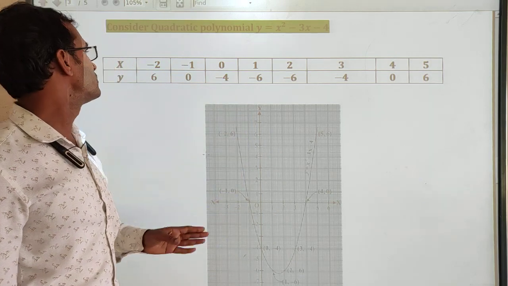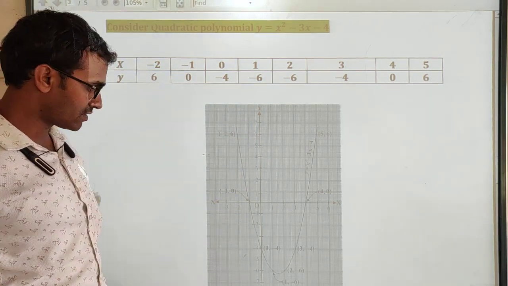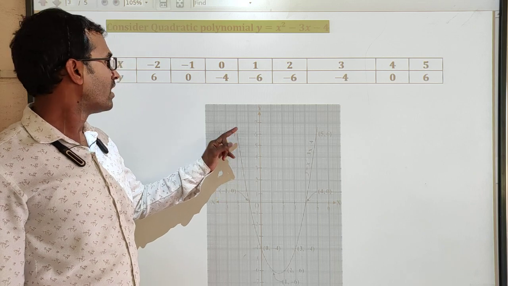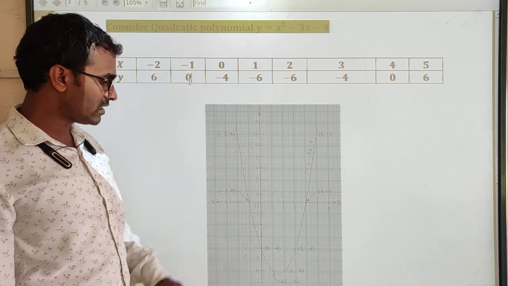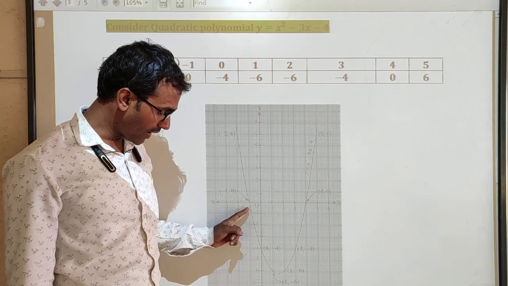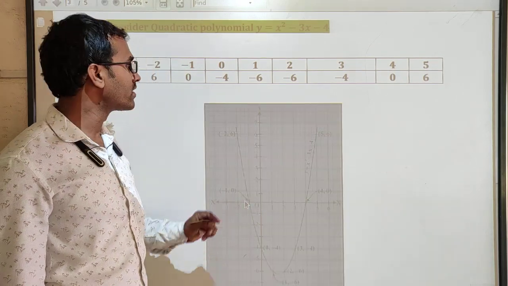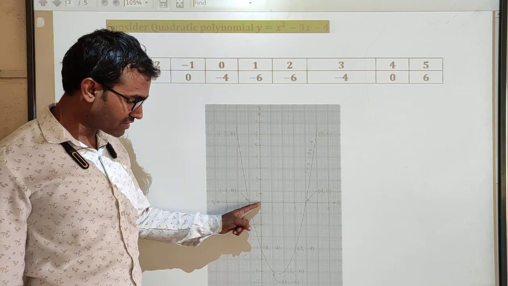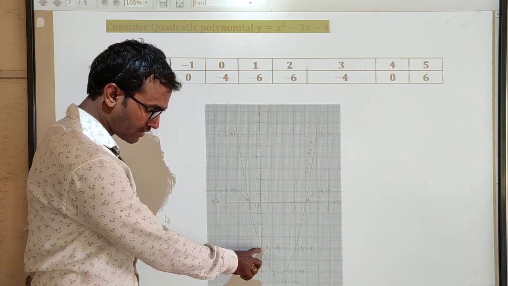Next draw a graph. Minus 2, 6. On my x-axis minus 2, y is 6, this point. And x is minus 1, y is 0, this second point. And x 0, y minus 4.